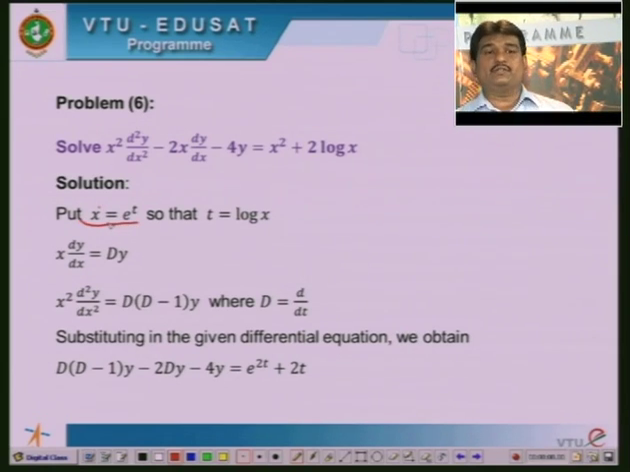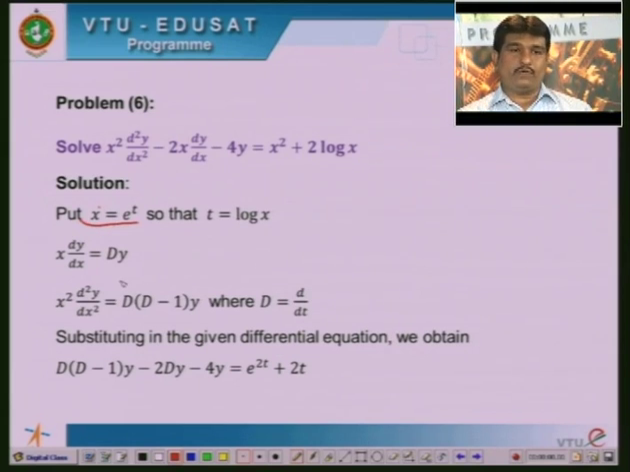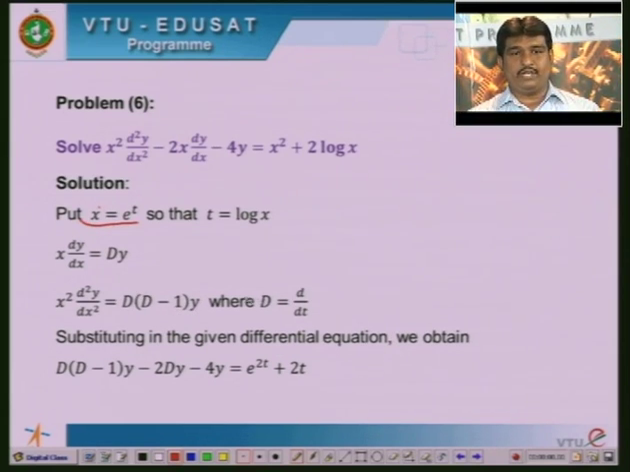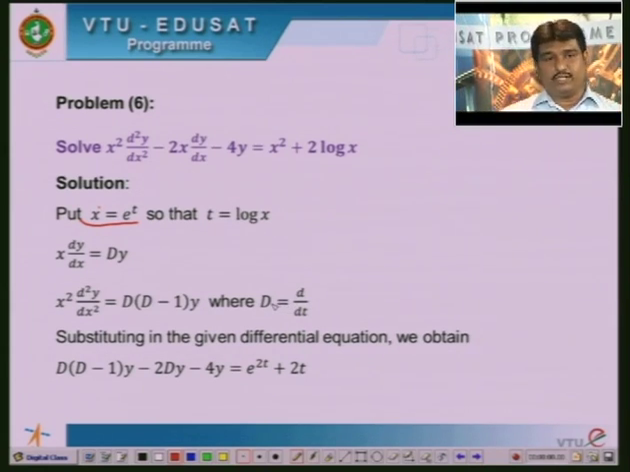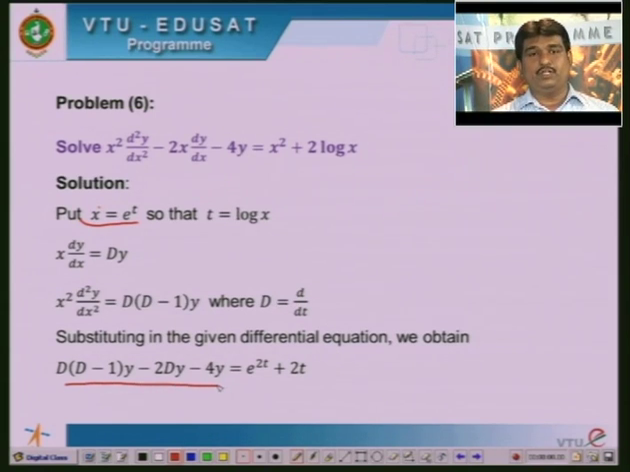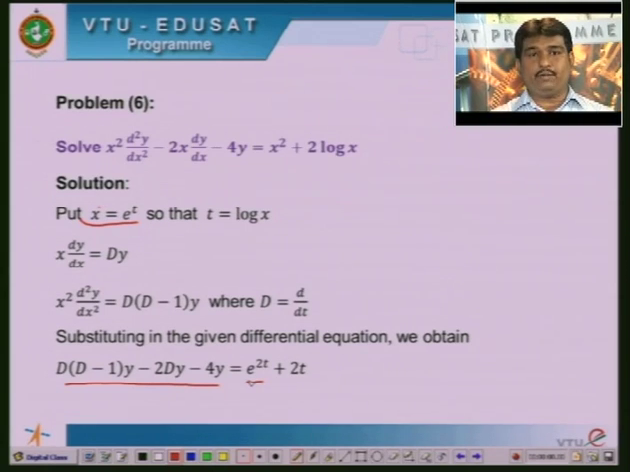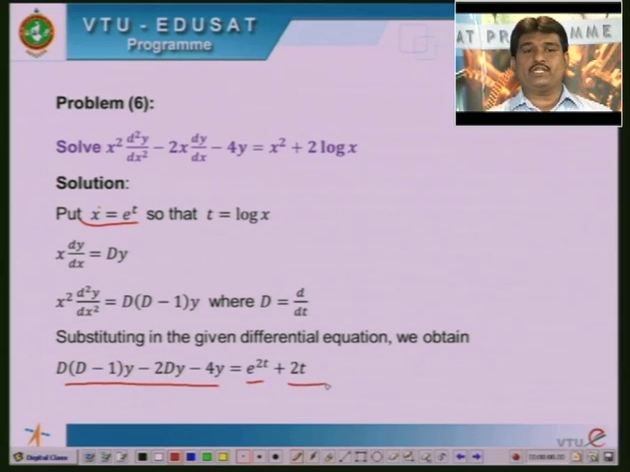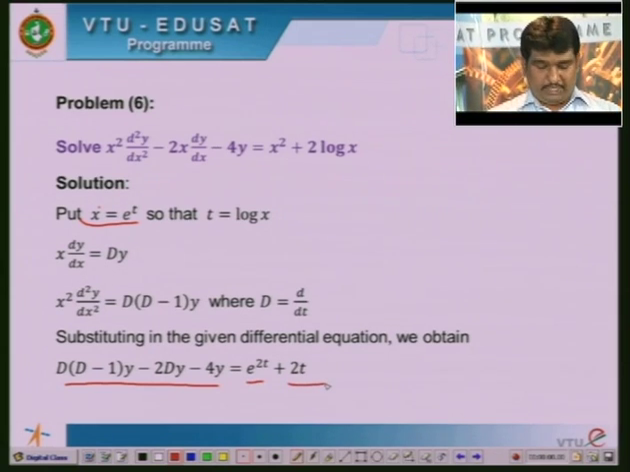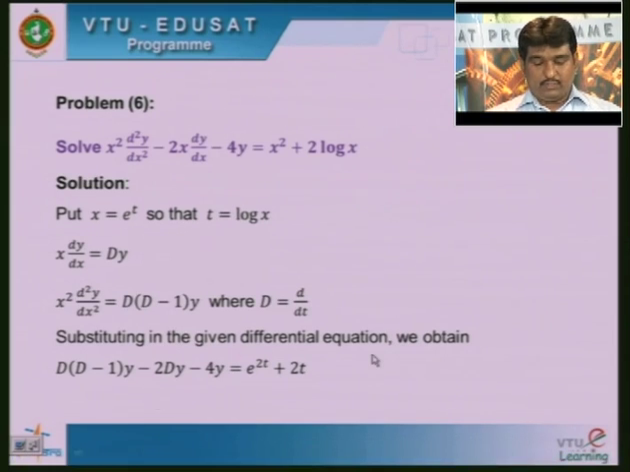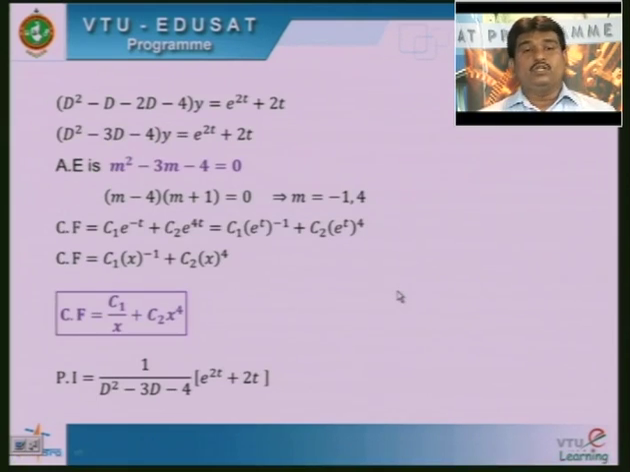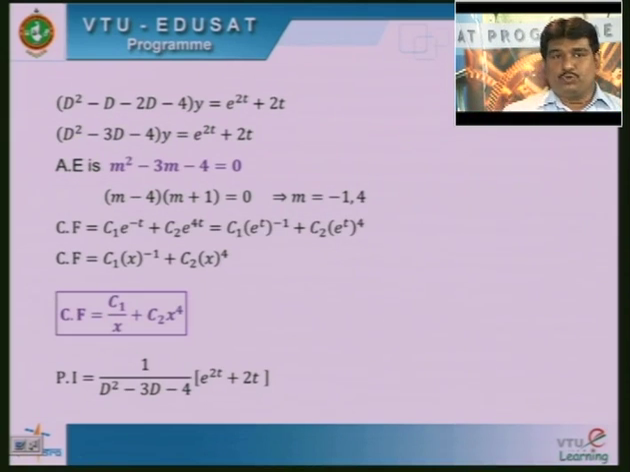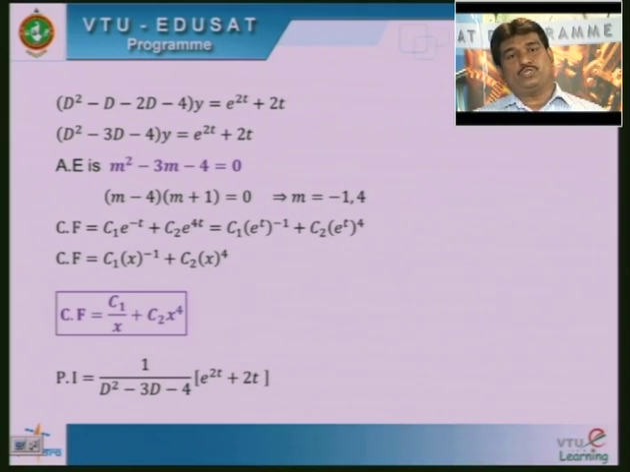So t is log x, and x dy by dx is D1 y, x square d square y by dx square is D1 into D1 minus 1 y, where D is d by dt. Substitute all these things in the given differential equation. LHS is, of course, as usual. Now RHS: x is e to the power of t, so x square is e to the power of 2t, plus 2 into, in place of log x we have t here, 2 into t. Now simplify the LHS, we get D square minus D minus 2D minus 4 operated on y equals to e to the power of 2t plus 2t.